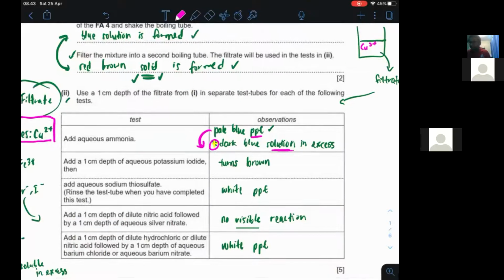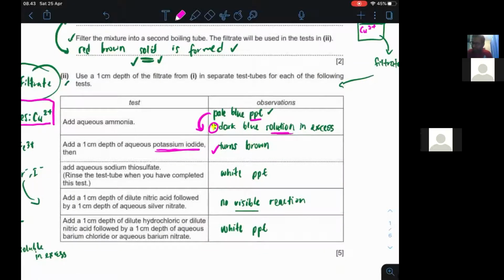The next step is you add potassium iodide. What I see is that the filtrate will change into brown. So I will record that it turns brown. Then they say add sodium thiosulfate, and then I will see a white precipitate. This one is just recording. You do the experiment, just record.